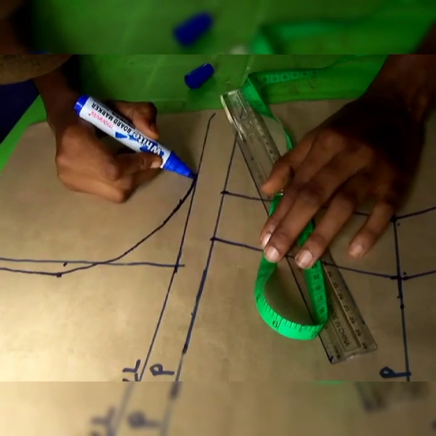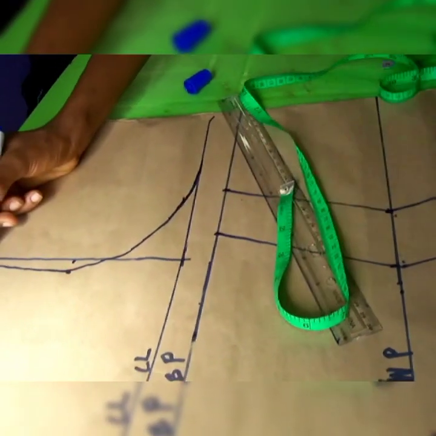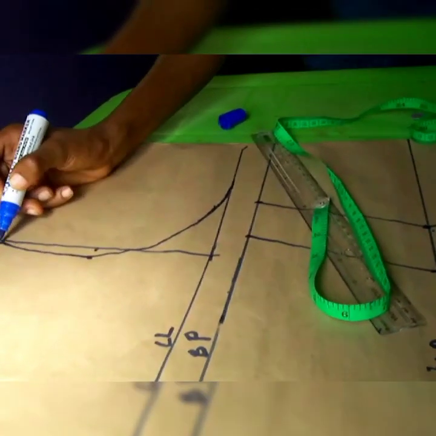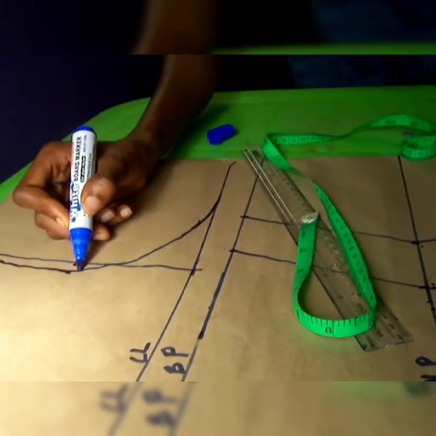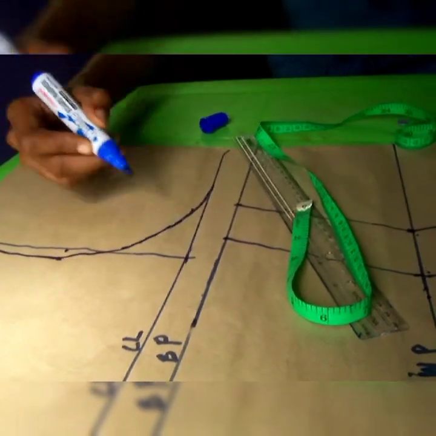You guys don't mind my hand. You can just use your ruler, your cuff ruler, if your hand is not straight. So this is my armhole.